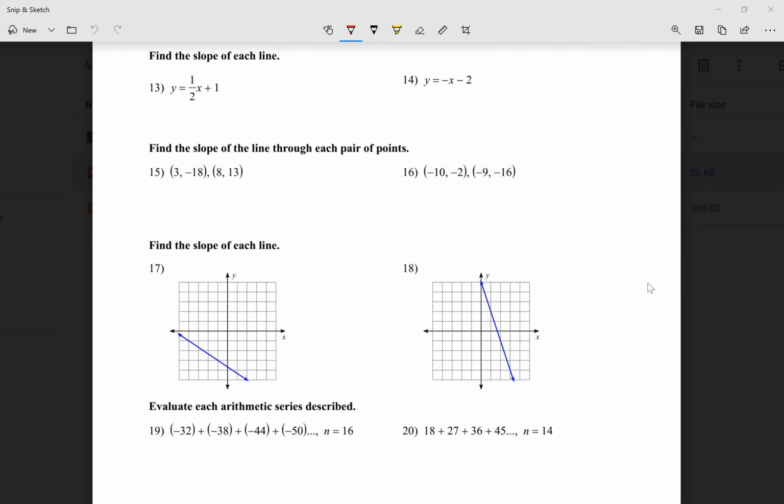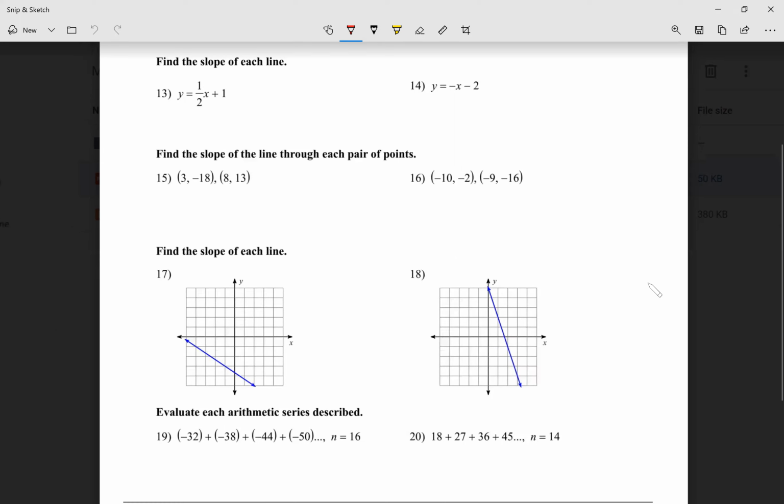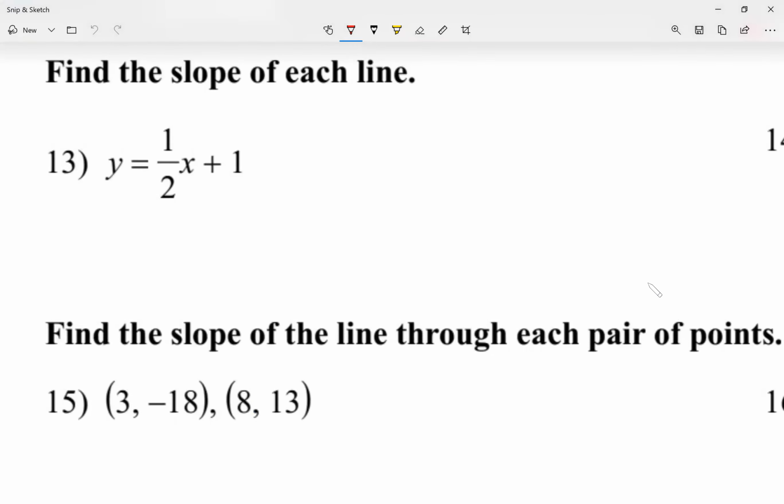Back in algebra 1, we learned how to find the slope of a line. We figured slope, but that's basically the common difference in an arithmetic sequence. That's pretty cool. That's something you guys have seen before. Now here, I want you guys to practice. Find the slope of each line.